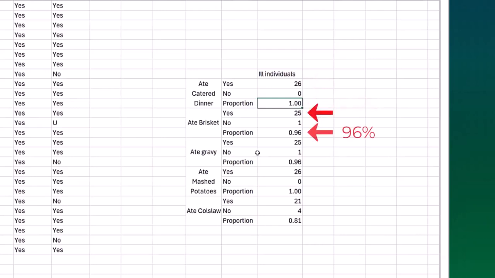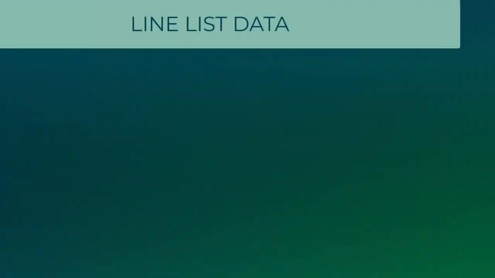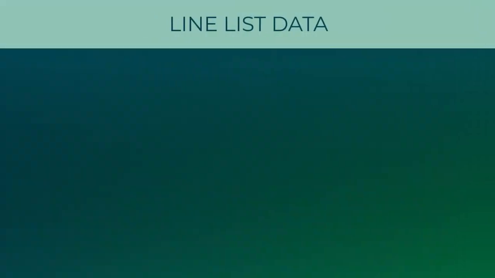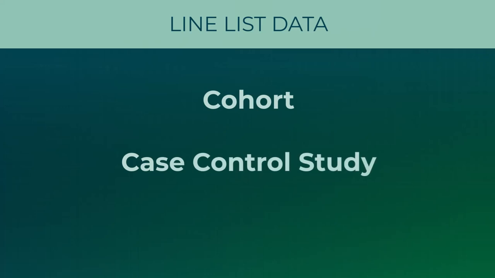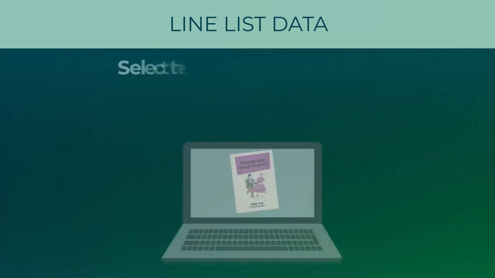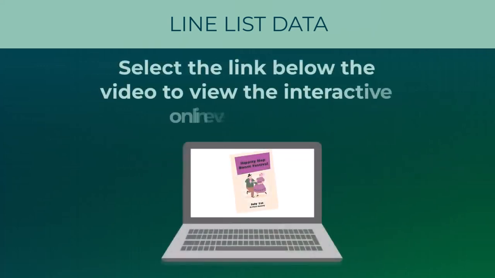25 or 96% of the ill people ate brisket. 25 or 96% of the ill people ate gravy. 26 or 100% of the ill people ate mashed potatoes. And 21 or 81% of the ill people ate coleslaw. When an outbreak investigation involves a cohort or case control study, additional calculations can be done to help identify the source of the outbreak. To learn more, see the online interactive Food Safety COE case study link.